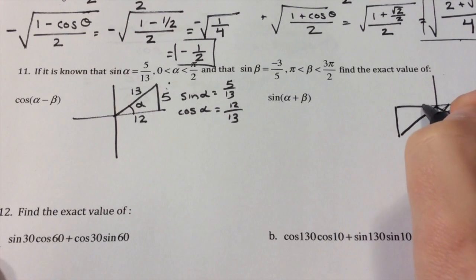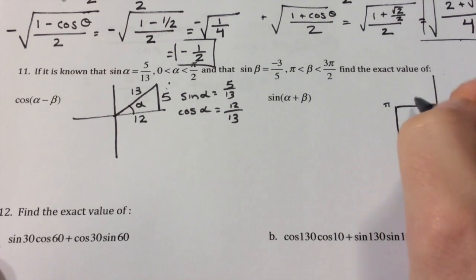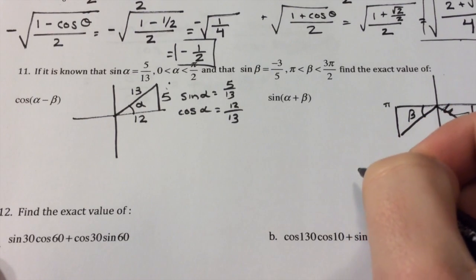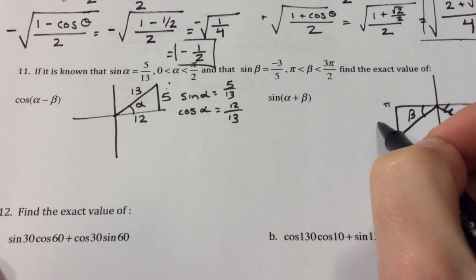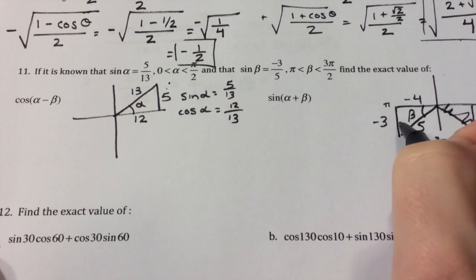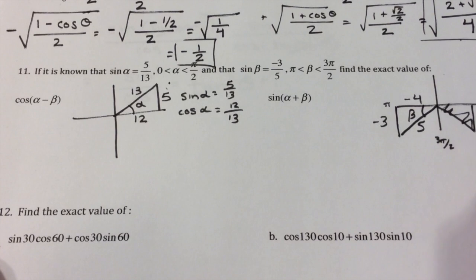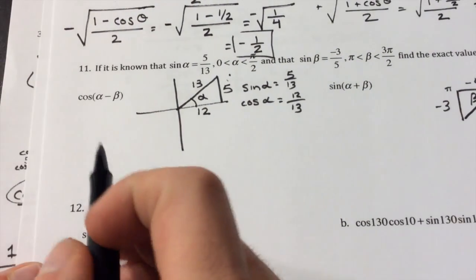This is in the third quadrant, between pi and 3 pi over 2. So there's beta. So sine of beta is negative 3/5. That's negative 4. So then we can find out what beta is. So sine beta is negative 3/5. Cosine beta is negative 4/5. So now we can do these two problems.